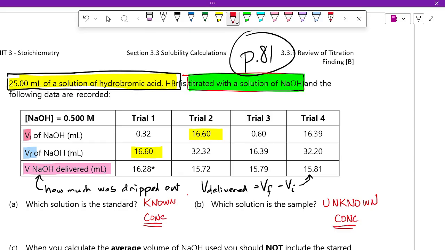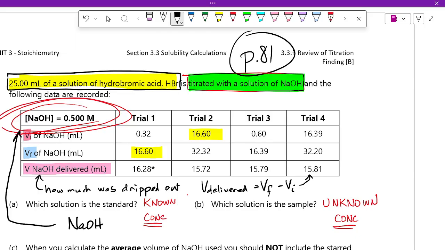So we need to know the concentration of one of these two things. Which one do we know the concentration of? The NaOH. It's given to you right there. You might have to look for it, okay? Make sure you look at all your data. If you are given data, look everywhere, right? So our standard is the NaOH because we know its concentration. And that means that our sample is the HBr.